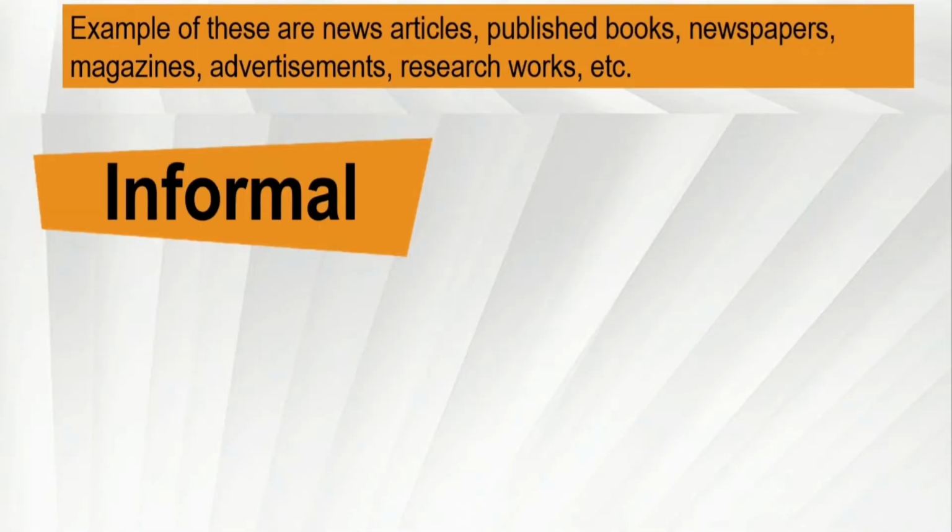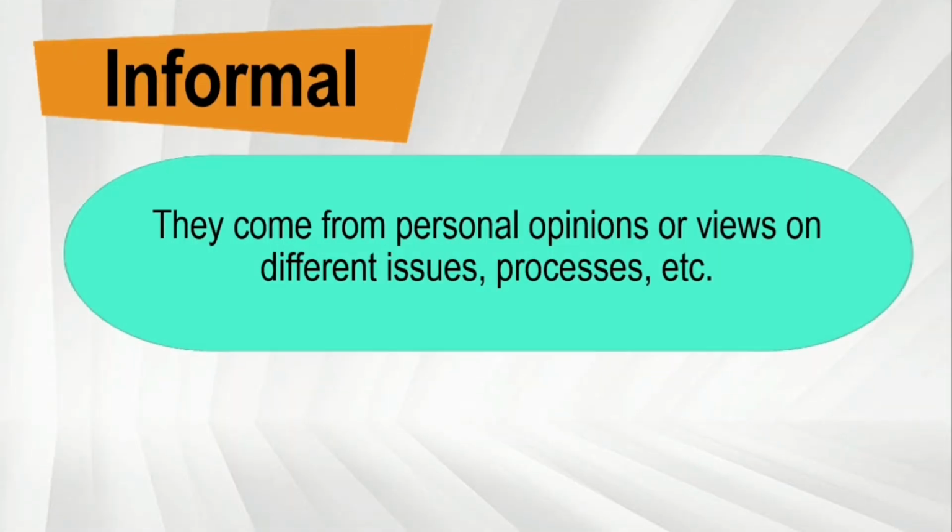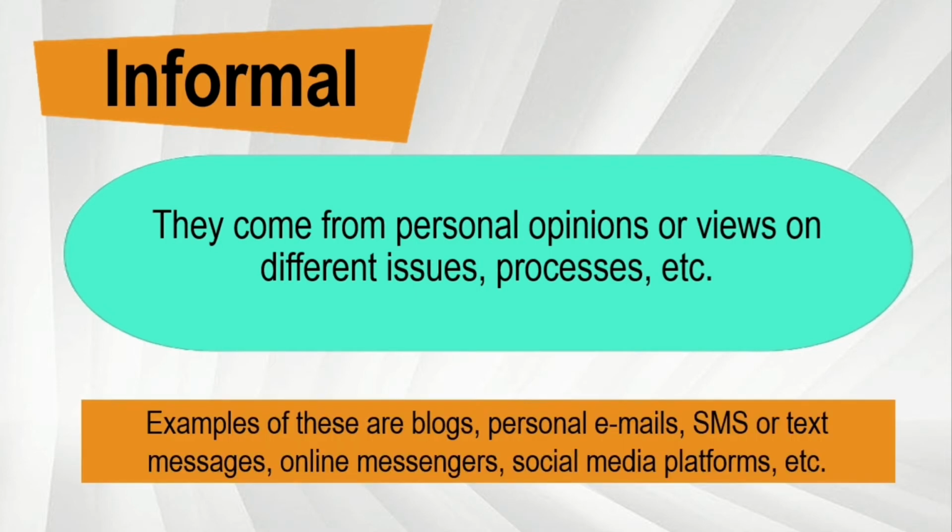The second category of text is called informal text. They come from personal opinions or views on different issues, processes, or the likes of any person or any human being. Examples of these are blogs, personal emails, text messages, online messengers, or those that occur in any social media platform.